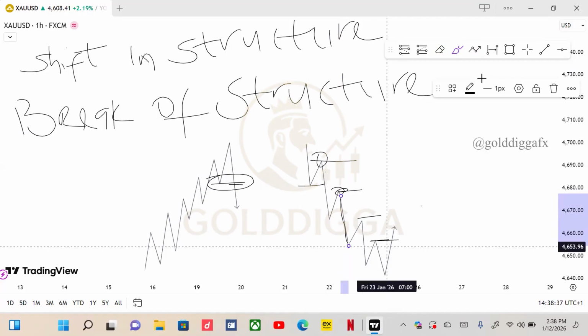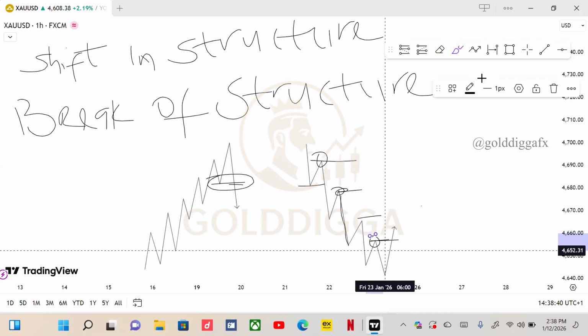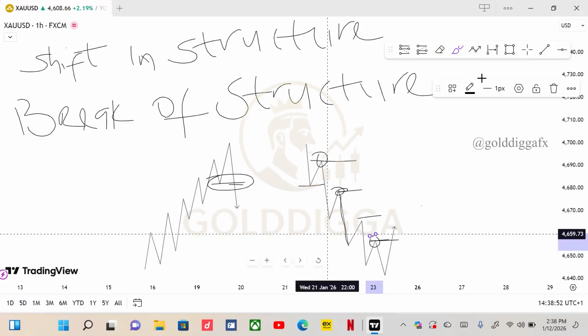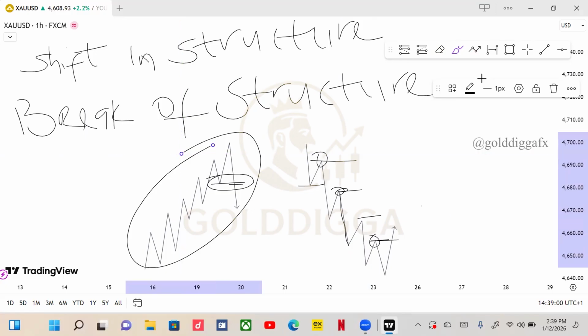But in this case now, the sellers couldn't drive it lower. Instead, buyers drove it higher than the last high, which shows that sellers have gotten weaker, right? So it shows that there has now been a shift from sellers in power to buyers in power. And also here, a shift from buyers in power to sellers in power, right? So this is what a shift in structure is.